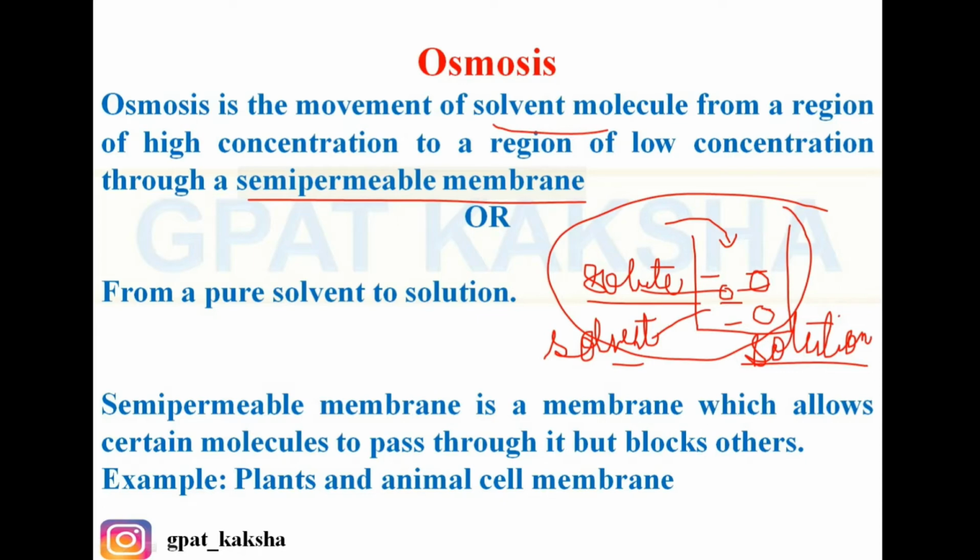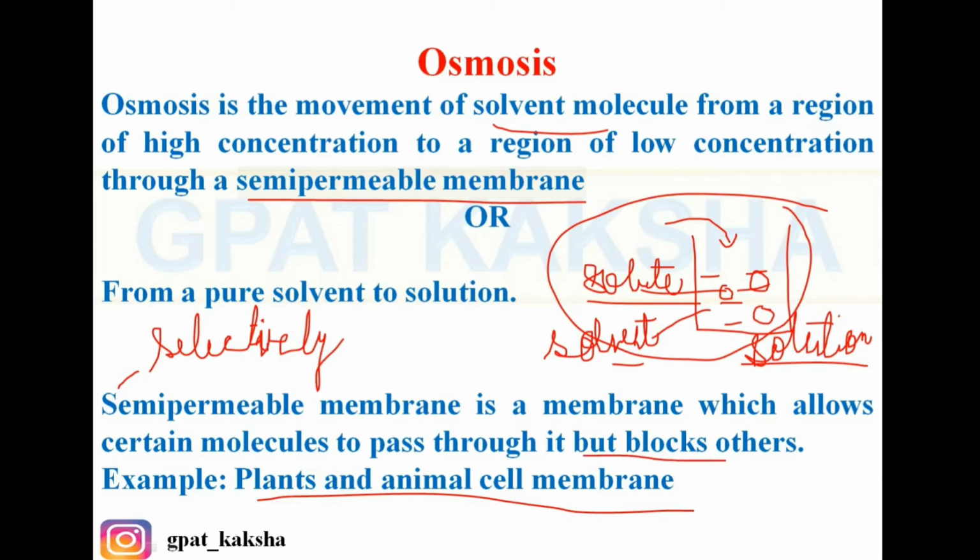Semi-permeable membrane is also known as selectively permeable membrane. This means it selects the molecules that should pass through it. It doesn't allow each and every molecule to pass through it, but it is permeable to some of the molecules while it blocks others. For example, plants and animal cell membrane. The cell membrane of human cell is also a type of semi-permeable membrane which allows certain molecule to pass through it easily while it blocks others.